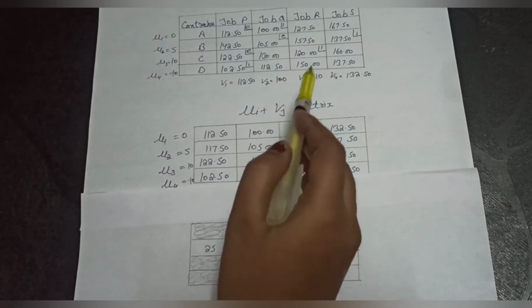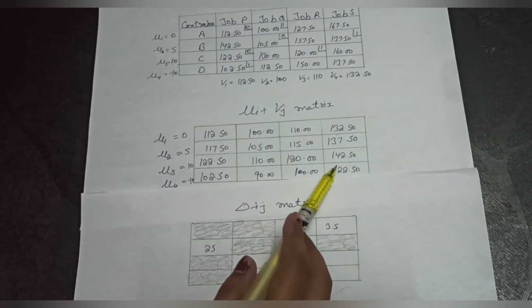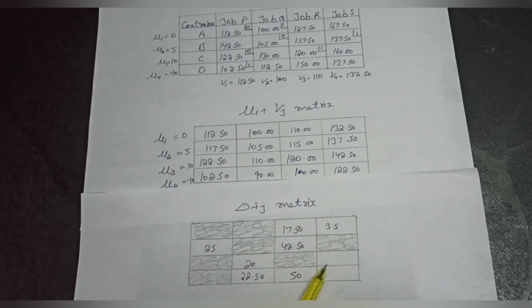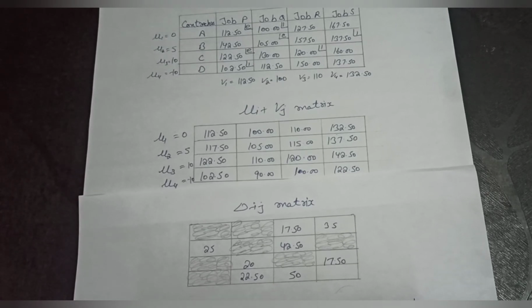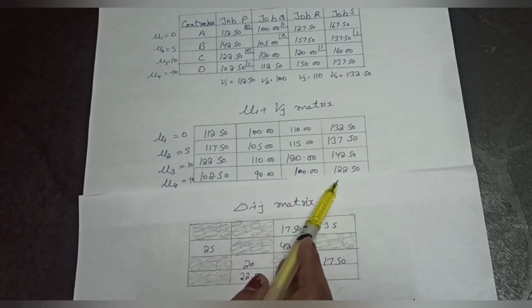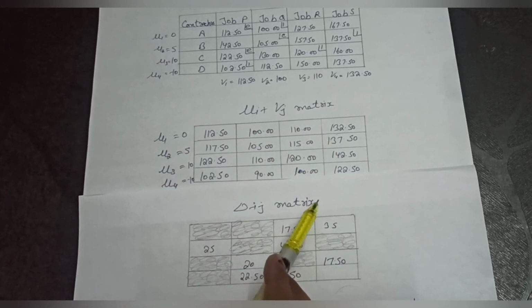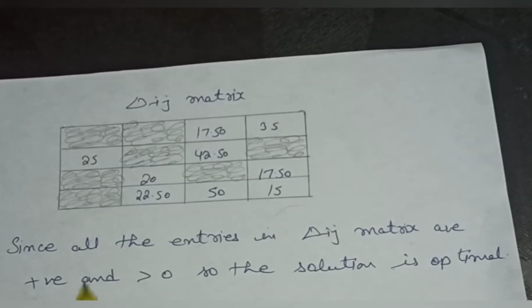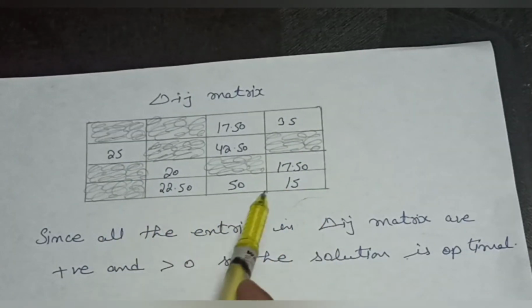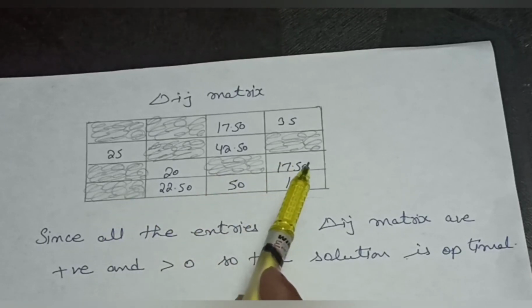For this cell, we have 160 in the original matrix and 142.50 in the ui plus vj matrix. So we can write here 17.50. And for the last cell, we have 137.50 in the original matrix and 122.50 in the ui plus vj matrix, and the difference of 137.5 and 122.5 is 15. So we can write here 15. So students, you can clearly see we have calculated this matrix and all our values are positive. We have no negative value.